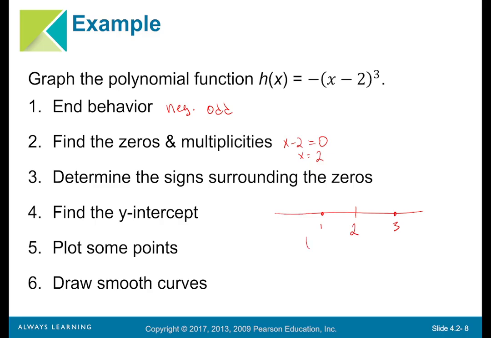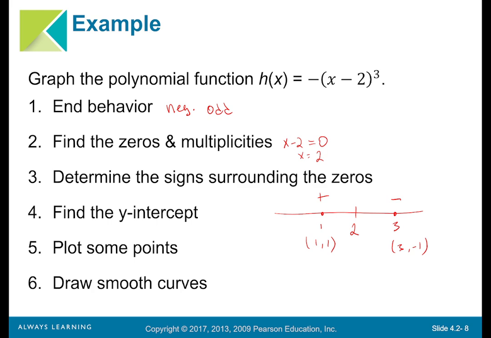At 1, if I plug 1 in here, I'm looking at 1 minus 2 cubed. That's -1 cubed, which is -1. With the negative out front, that's a +1. And if I plug in 3, I get -1 as the output. So there I have my 2 points I know are on the function as well. Okay, so I know the overall trend goes plus, minus. That tracks with my multiplicity being odd.